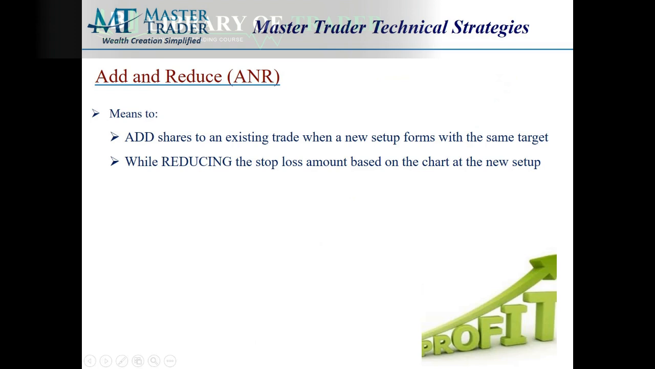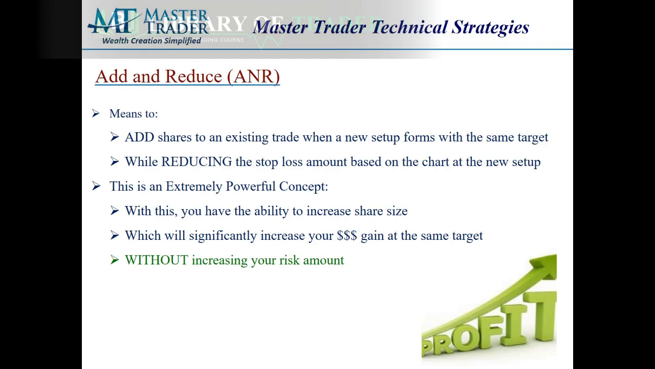All right, so now we're going to see how we can maximize our profits and positions by what we call adding and reducing. And what does that mean? Well, it means that we're going to add shares to an existing position when a new setup forms, and we're going to have the same target. While we're reducing the stop, that's the stop loss amount, it's going to be based on the chart, and it has to be based on a new setup that we would have taken. This is a very powerful concept. This gives us the ability to increase the share size, which will significantly increase our dollar gain while reaching the same target.